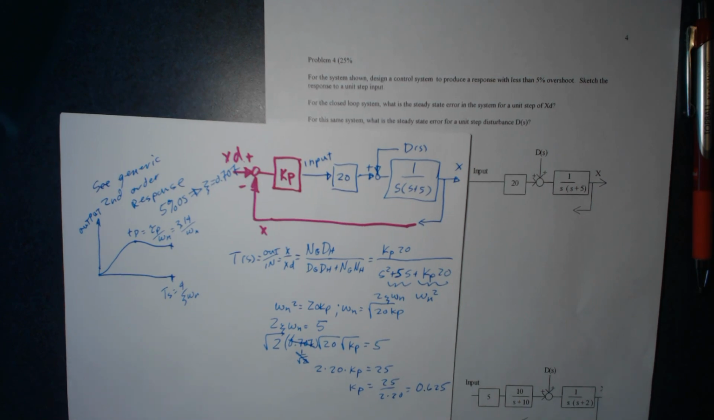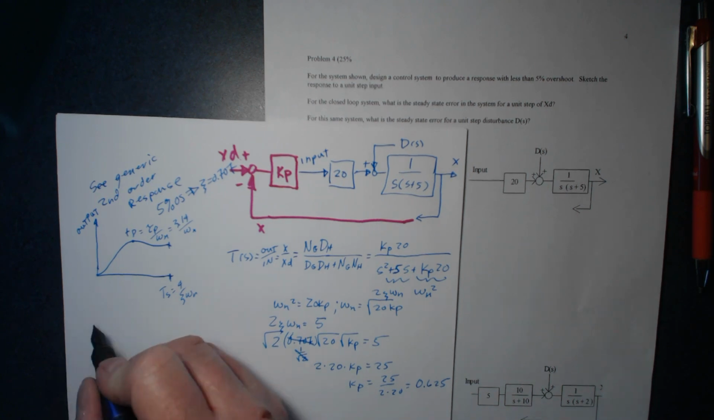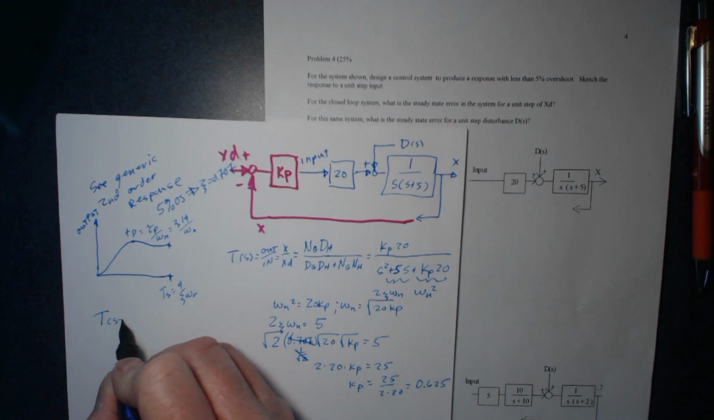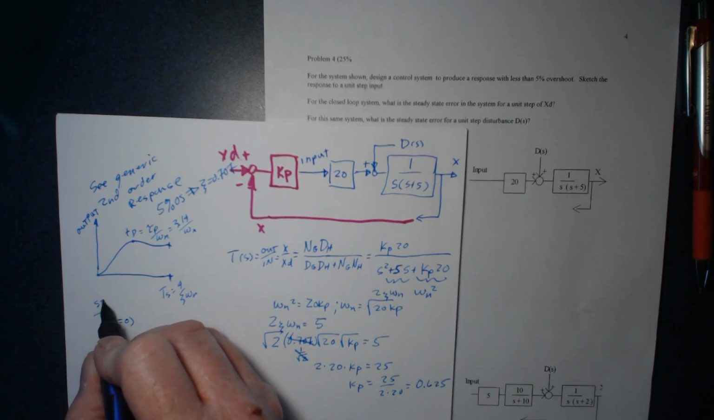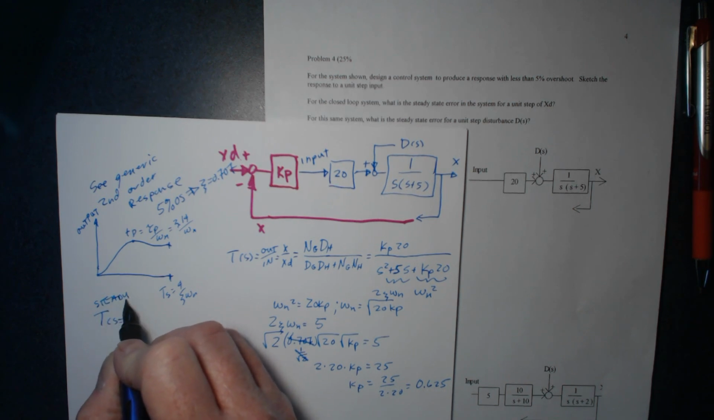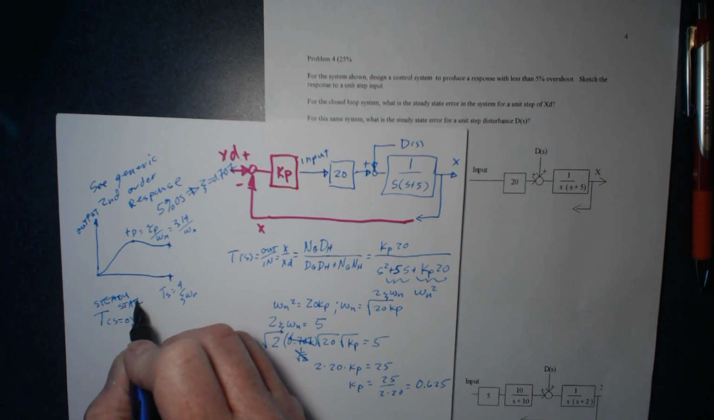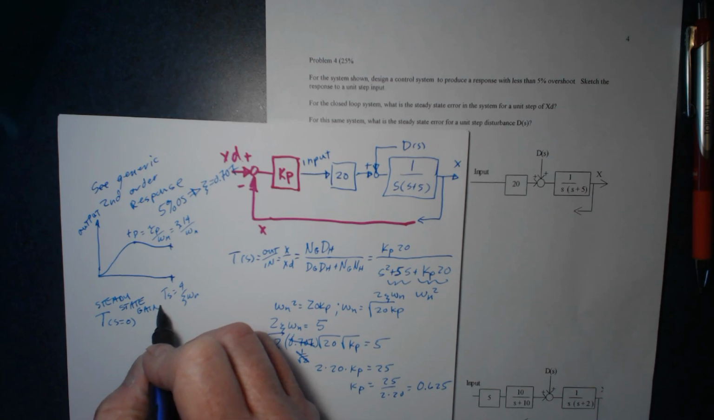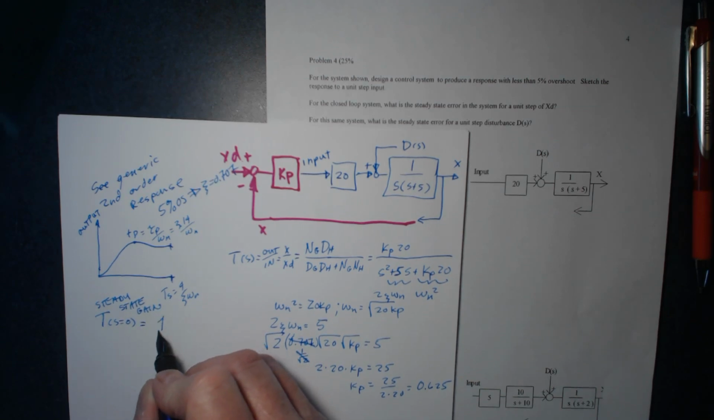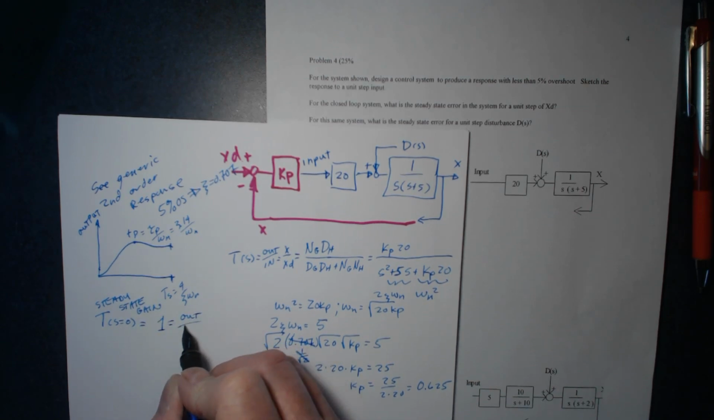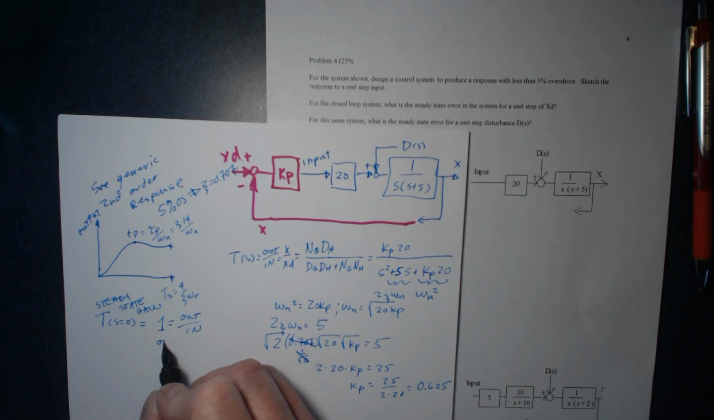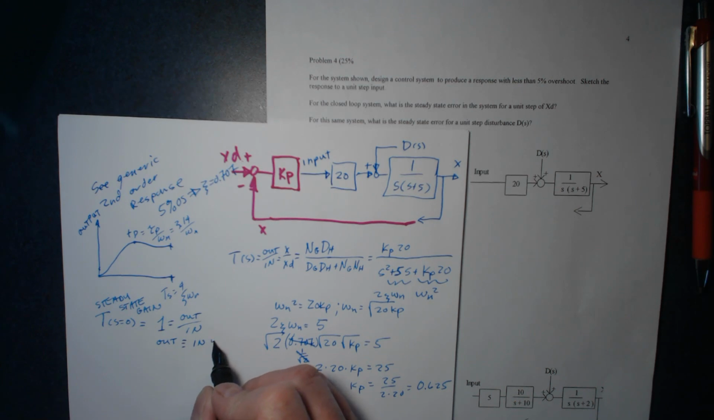I can tell you without too much work that in T of S the steady state gain is equal to 1, which is the output over the input. That means that the output is equal to the input. Yay! That's what we want, right? That's what we're trying to do.